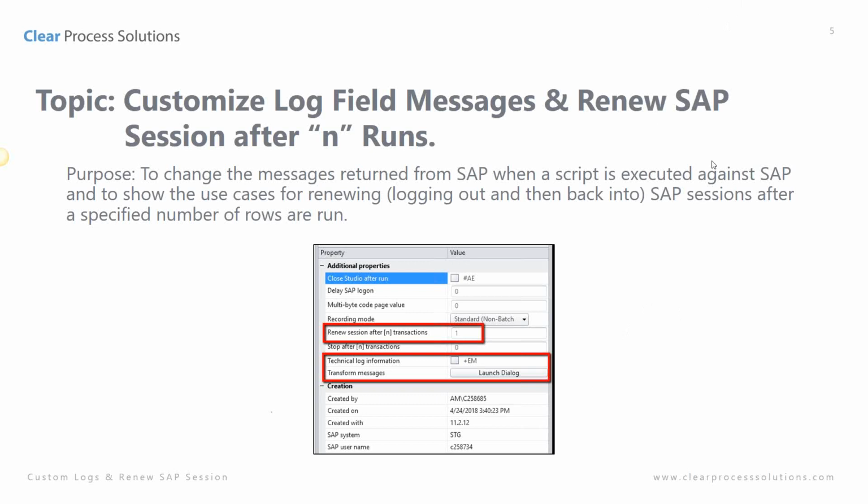So the two topics that we're going to cover today are customizing the messages that are returned from SAP into the log field within Studio, and additionally, we are going to cover renewing the SAP session after N runs, where N is the number of rows you're going to run, and it's going to log you out of SAP and back in after that many runs. The purpose for this is just to get everybody familiar with these features within the Studio product, and additionally to show you the different scenarios where you would want to use these particular features.